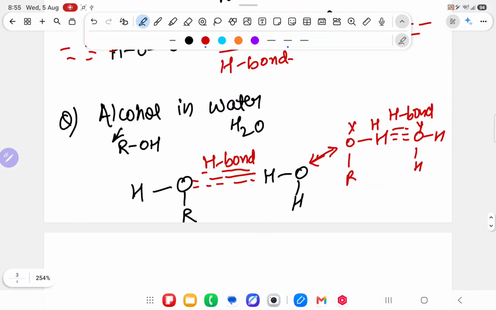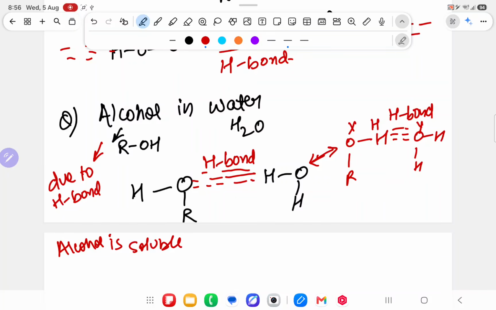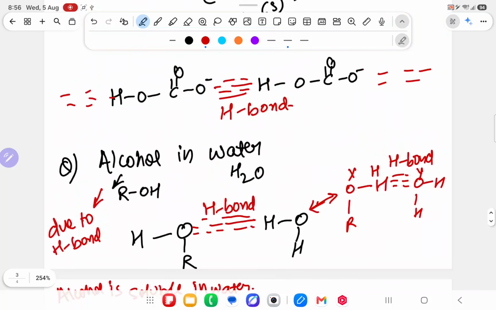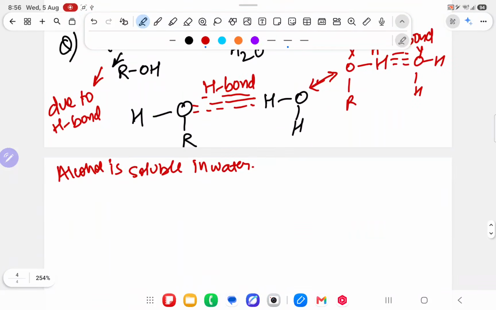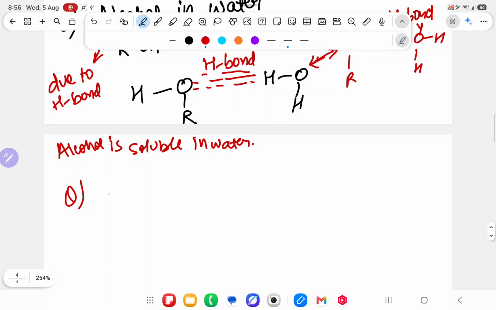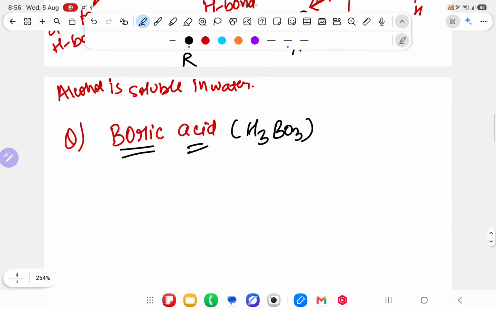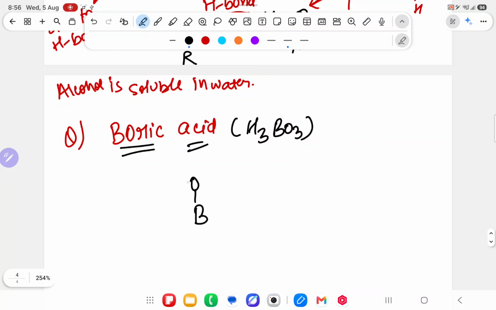Understood the point? So, due to hydrogen bond, alcohol is soluble in water. This is the reason for hydrogen bond to be there in alcohol with water, so it is soluble. Now, next example is boric acid. Boric acid has a formula H3BO3. Their structure will come B, OH, OH.